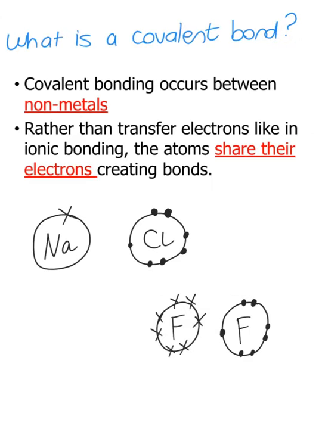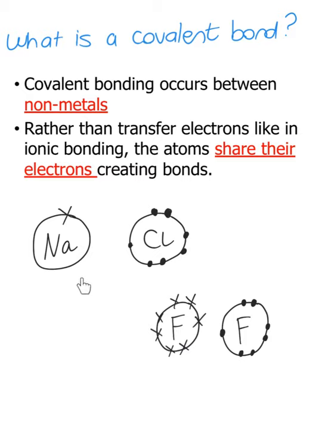Now to start, let's just recap what a covalent bond is. A covalent bond occurs between two nonmetals, and you are looking at the sharing of electrons. Rather than transfer electrons like in ionic bonding, the atoms share their electrons.